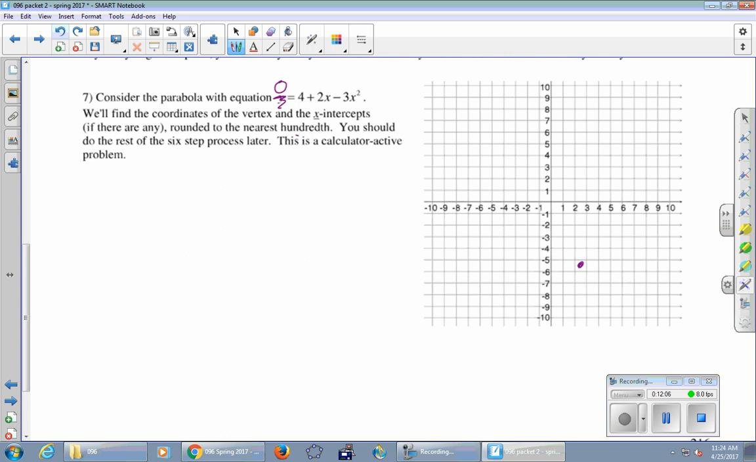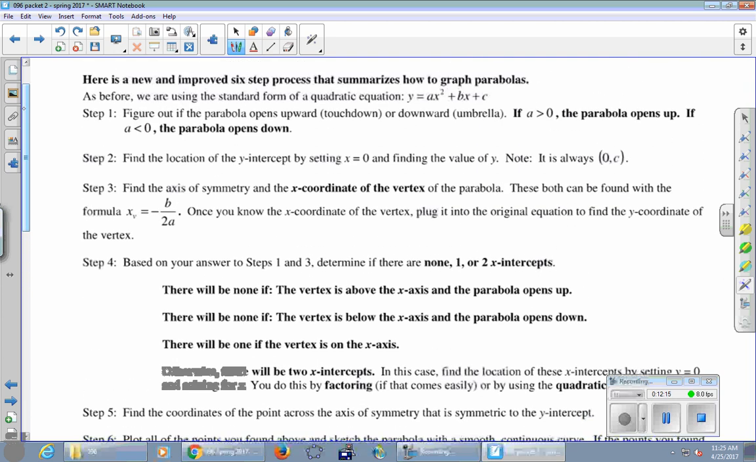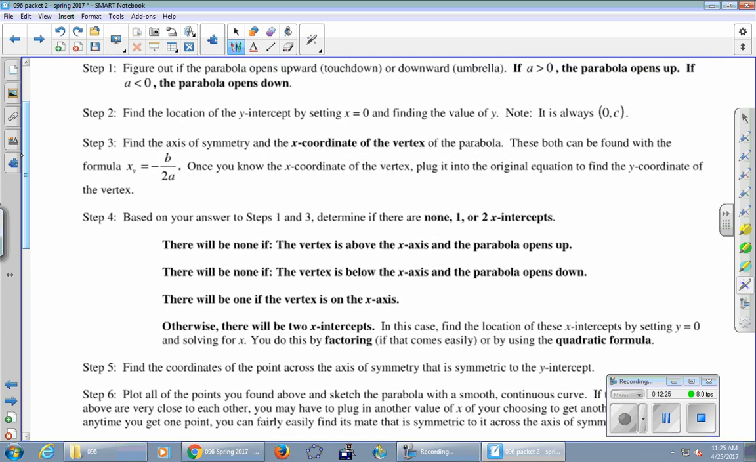Okay? And so our new and improved order for our parabola drawing process is right here. Step 1, figure out up or down. That's the same. Step 2, find the y-intercept. That's the same. They're both easy. Step 3 is new. Let's find the axis of symmetry and the x-coordinate of the vertex by using the new vertex formula, negative b over 2a.